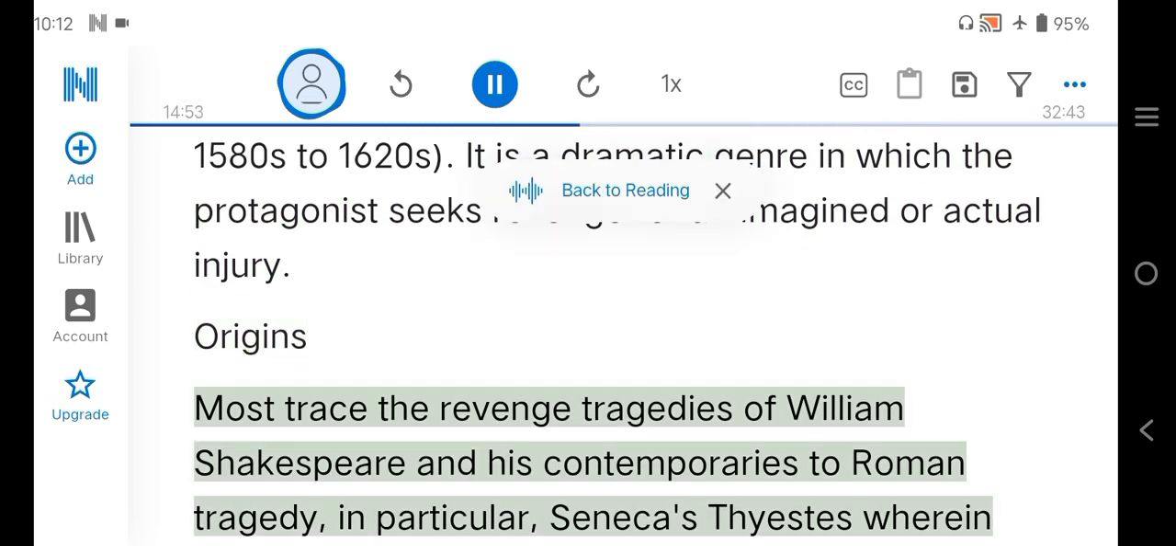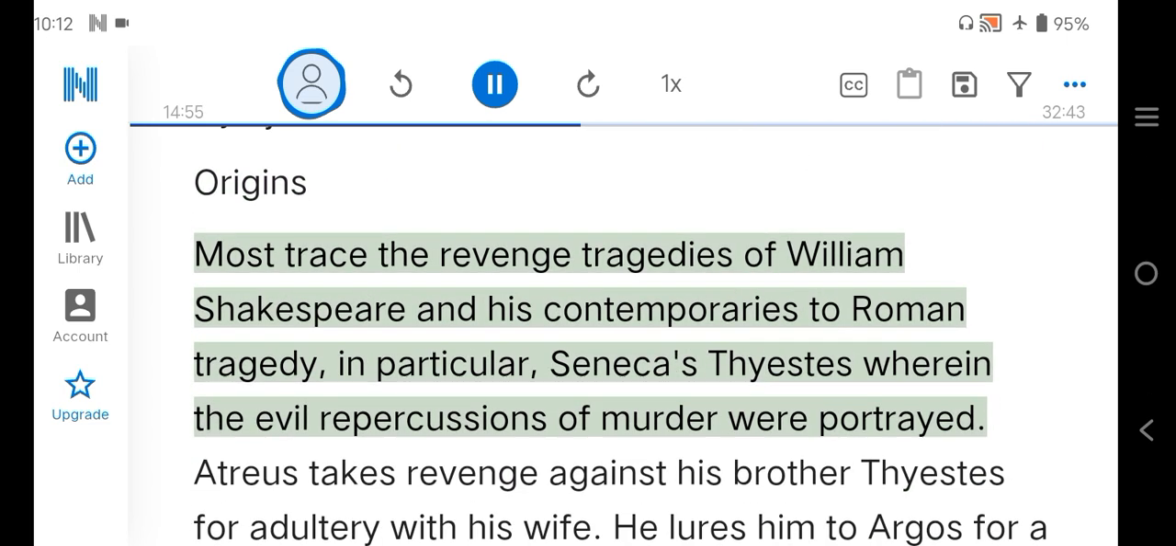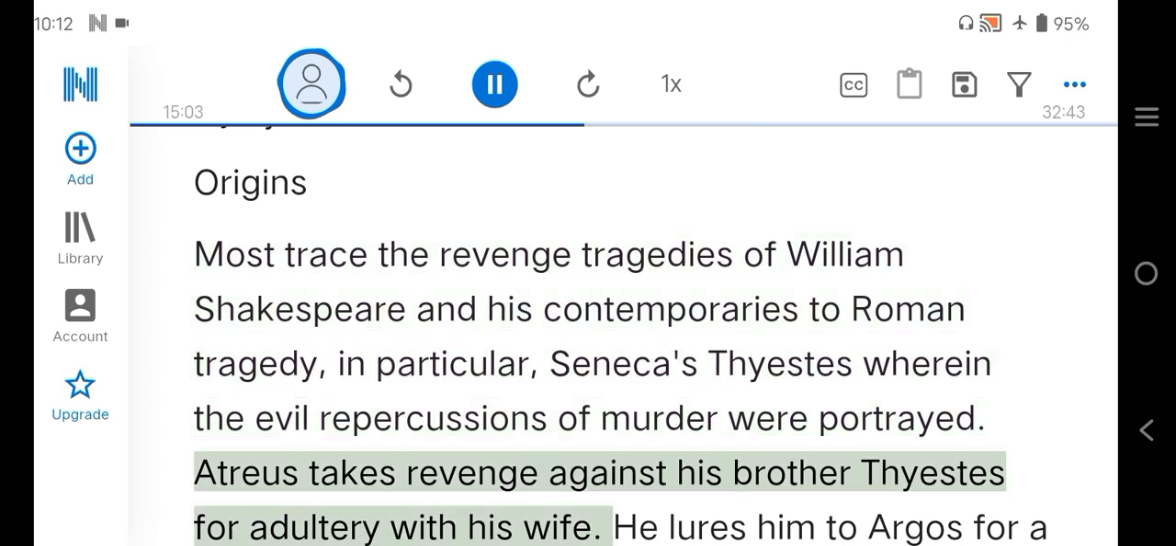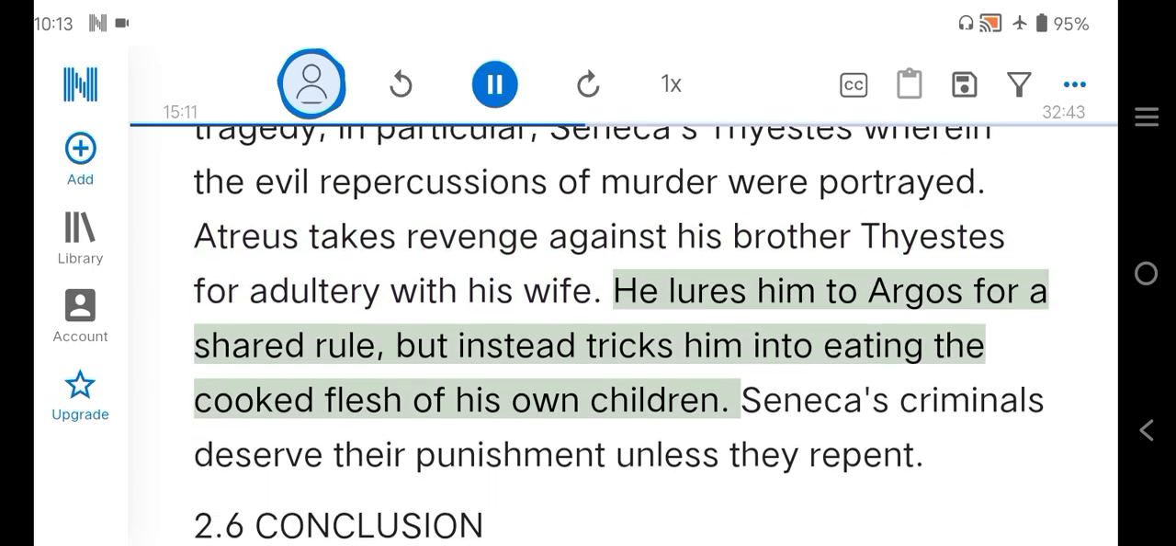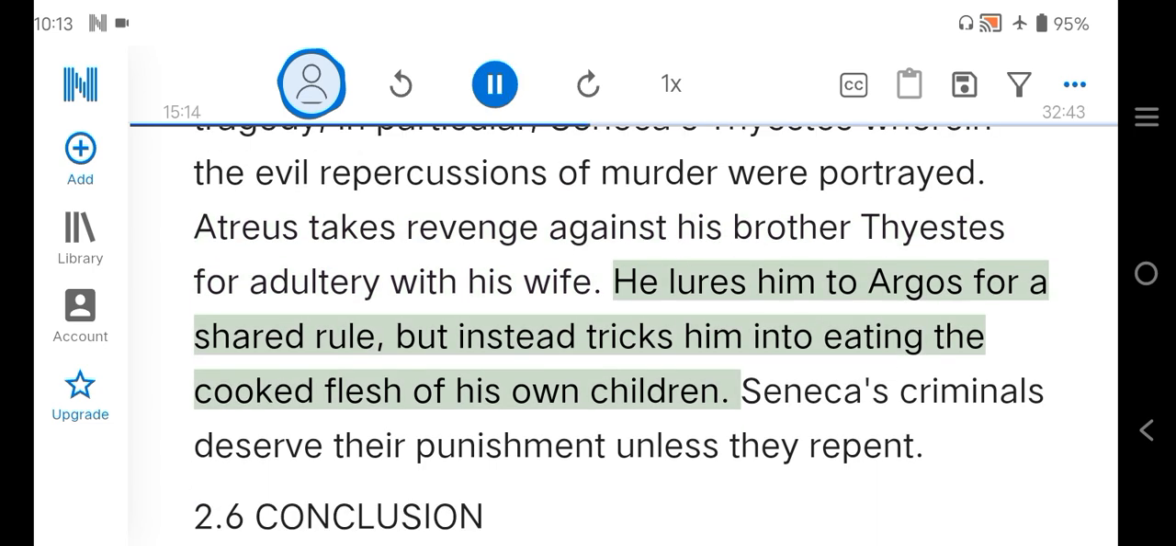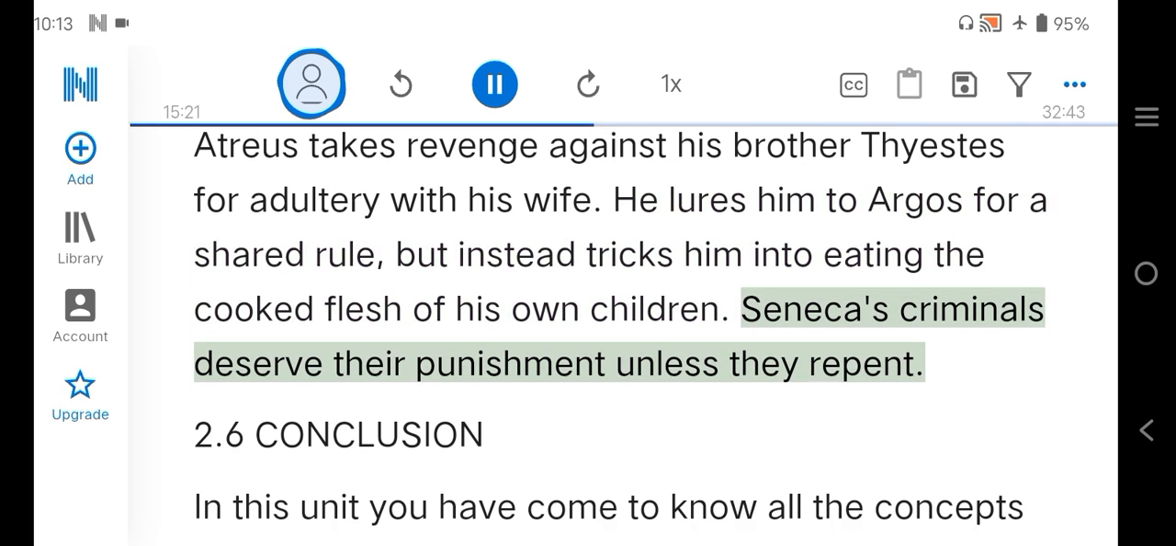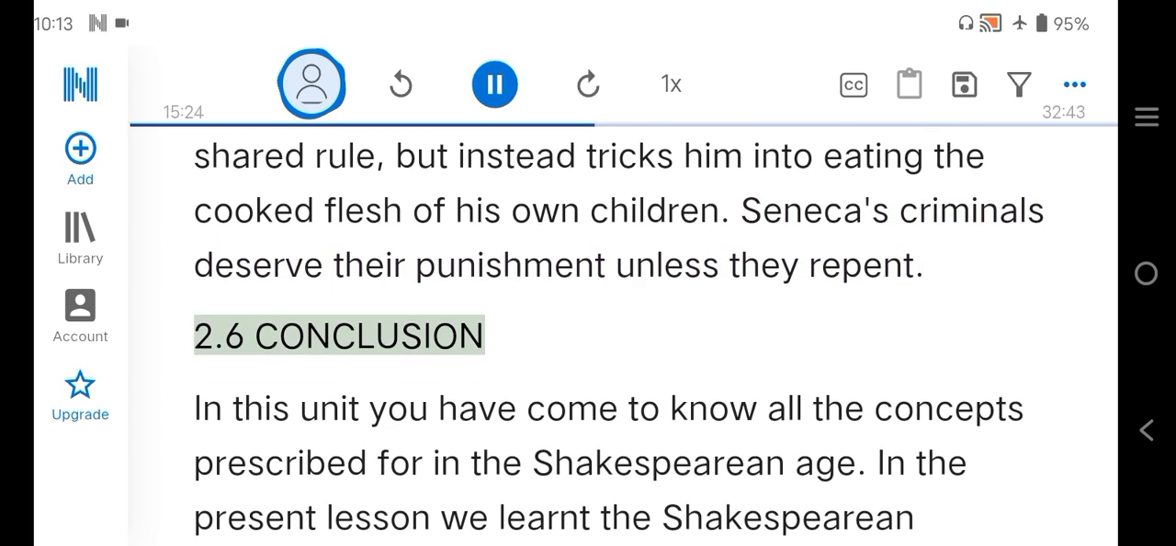Origins. Most trace the revenge tragedies of William Shakespeare and his contemporaries to Roman tragedy, in particular, Seneca's Thyestes, wherein the evil repercussions of murder were portrayed. Atreus takes revenge against his brother Thyestes for adultery with his wife. He lures him to Argos for a shared rule, but instead tricks him into eating the cooked flesh of his own children. Seneca's criminals deserve their punishment unless they repent.